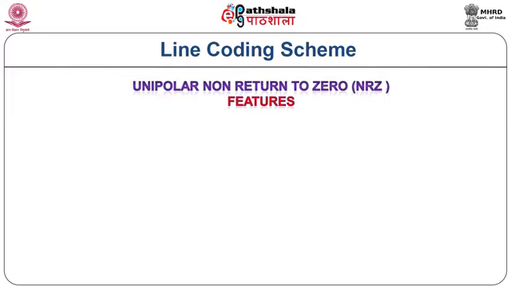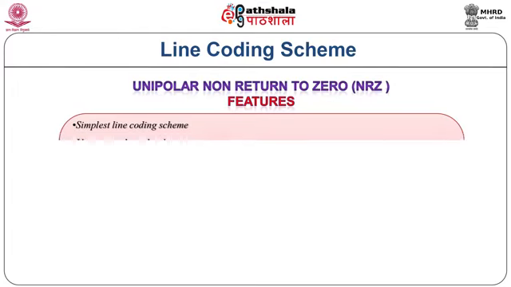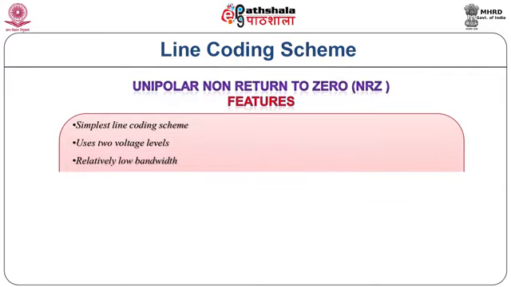Unipolar non-return to zero encoding scheme is the simplest line coding scheme. Positive voltage is used to represent a logic high state and an idle line or zero to represent logic low state. It has a relatively low bandwidth as compared to its polar counterpart.